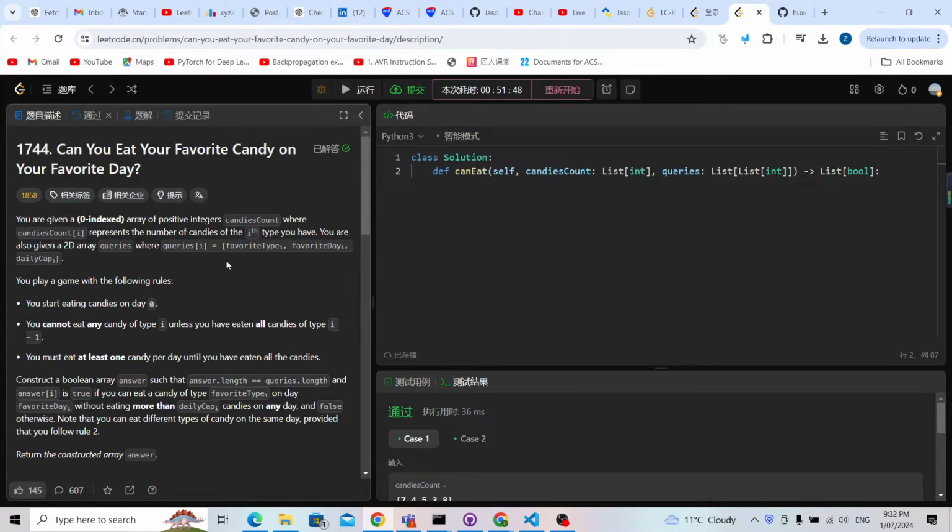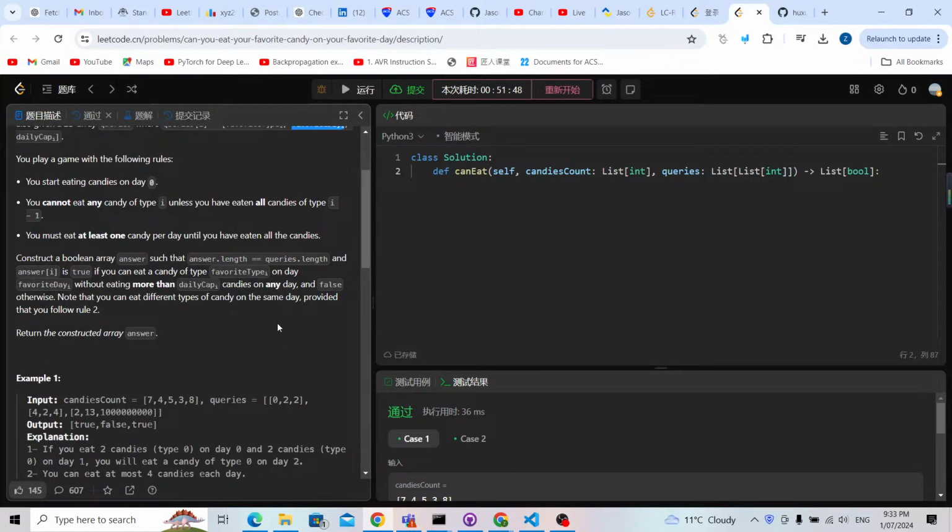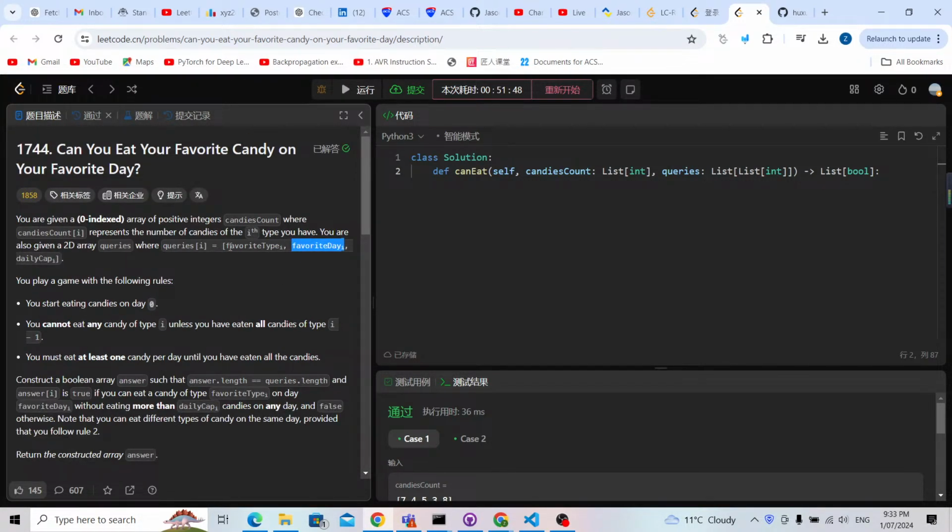And now, we also have queries. So the first position of the query is the type. So this is the favorite type. And the second is going to be the favorite day. It means on this favorite day, I'm going to eat the favorite candy. It's going to be the favorite type of candy. And there's also a daily capacity. It means in one day, at maximum you can eat this many candies. Yeah. So those 3 variables are really important for us to understand the problem and to solve the problem.